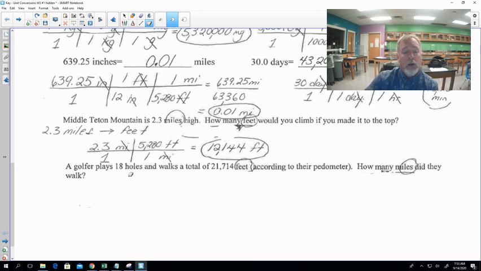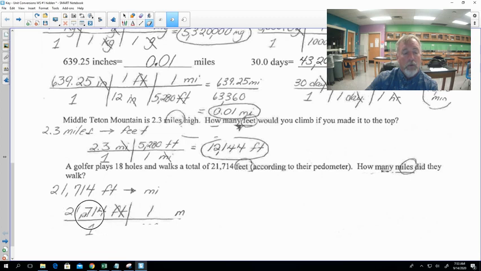And the final problem: a golfer walks 18 holes and walks a total of 21,714 feet. How many miles did they go? Start off with our first term. We're going from feet to miles. How do we do that? 21,714 feet, put it over 1. Now we use our conversion from feet to miles. We know that conversion factor.